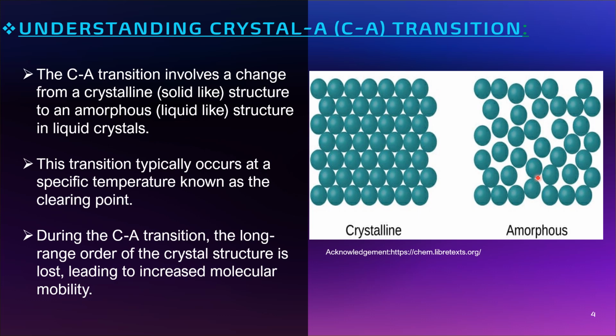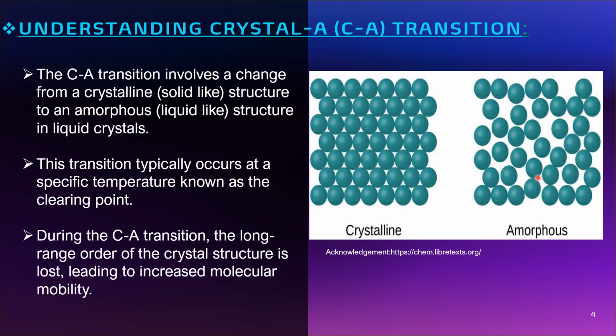Then what is cholesteric phase? Cholesteric phase is where the molecules are arranged in a helical structure, forming layers that twist around a central axis. This twisting structure gives cholesteric liquid crystals their unique optical properties such as selective reflection of light at specific wavelength. You can see the picture in the next slide.